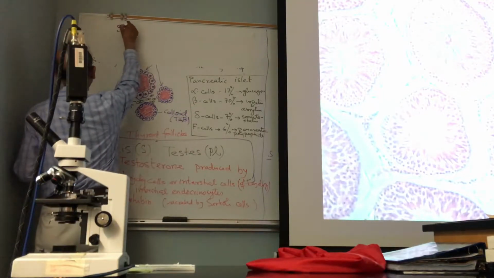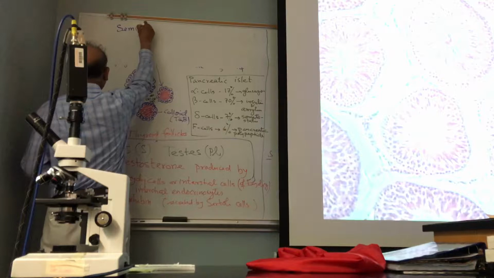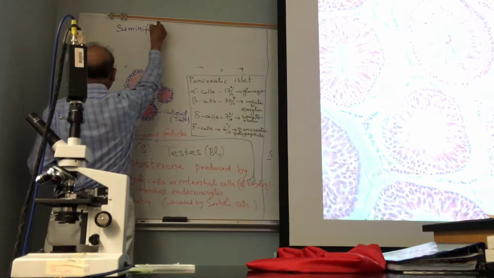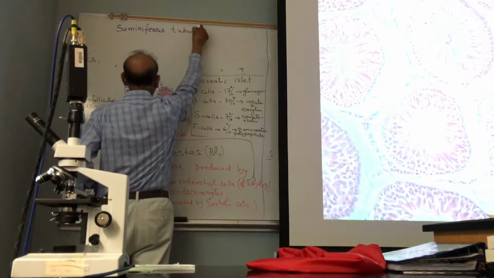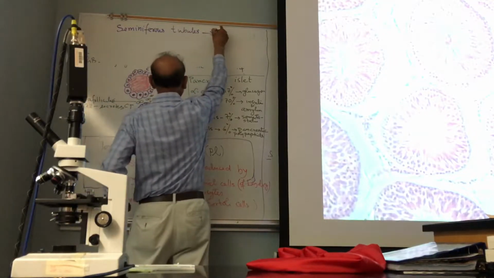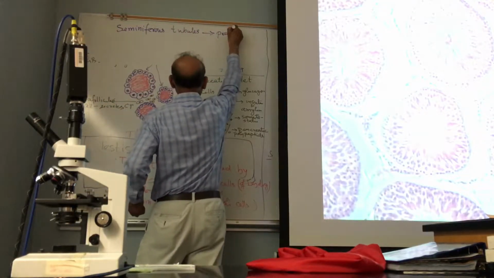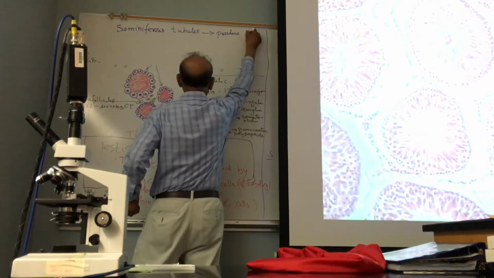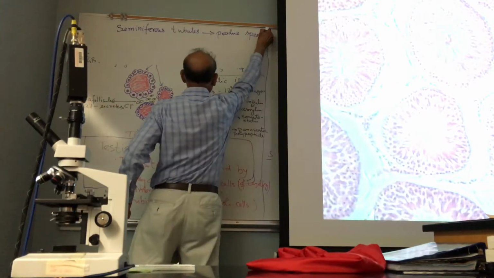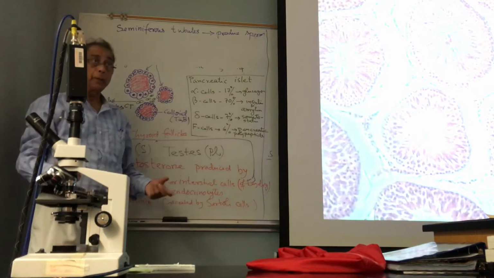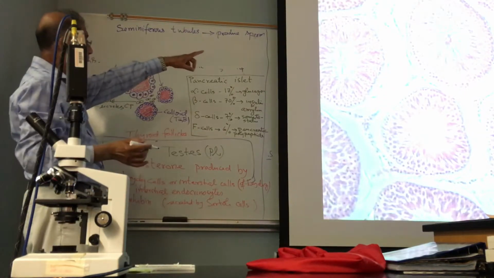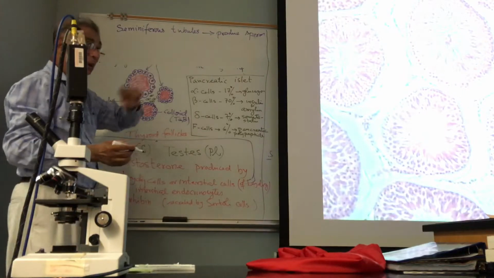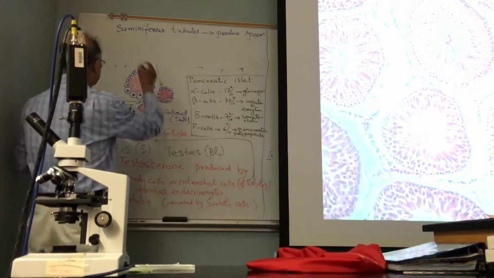So you need to identify seminiferous tubules produce sperm. Sperm, plural. Okay, one sperm, two sperm. Or spermatozoa by a process called spermatogenesis.